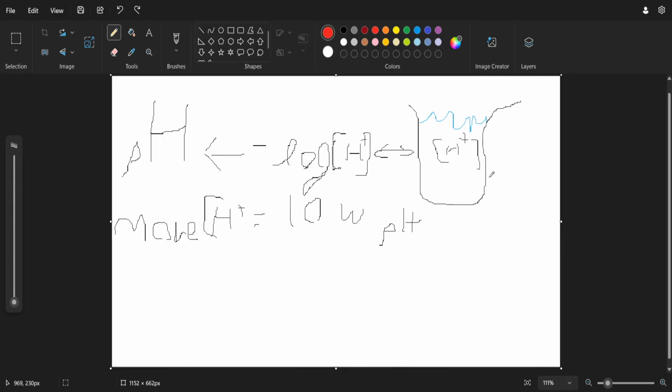We got a certain H plus concentration within it. It doesn't matter what the H plus concentration is. For the sake of convenience, we'll just say 1 mole per liter. By the way, it's in moles per liter. That's how concentration works. That's why it's really good.